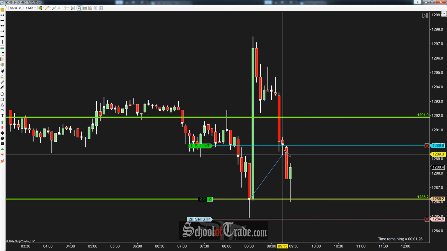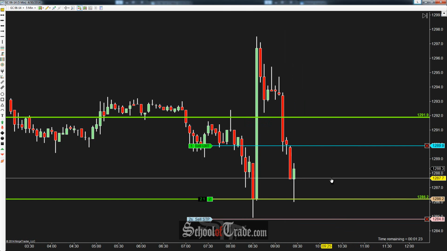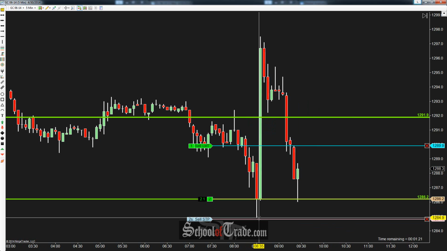So looking at the first target here at 37 ticks. Once we can lock that 37 ticks in at 2-to-1, then we're essentially just going to leave the stop down here because this is more of the protective stop.